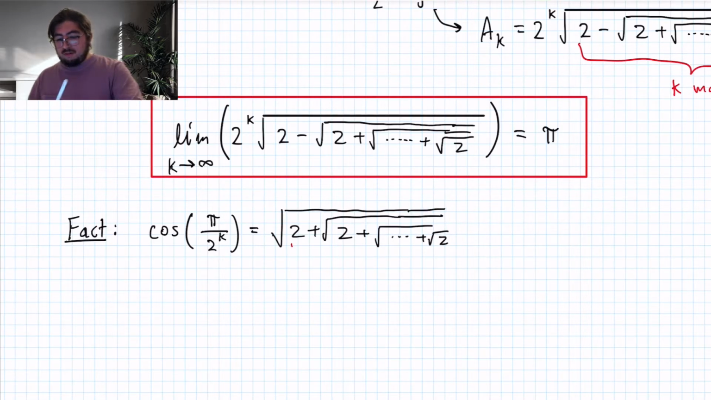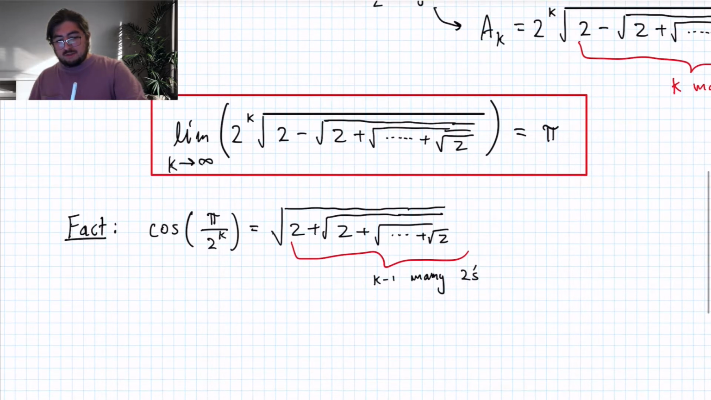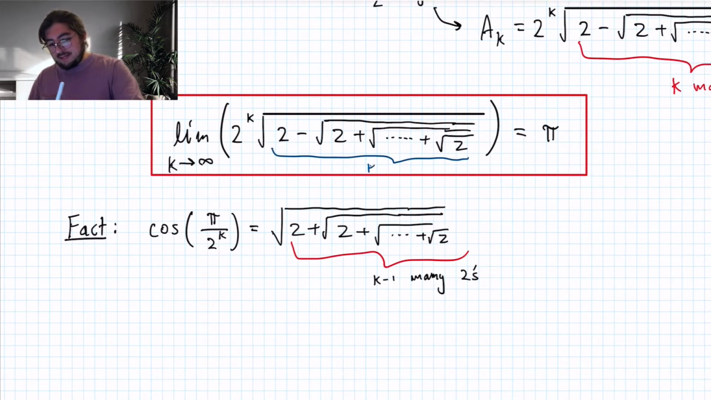Where the amount of radicals, or the amount of 2's, is not k, but k minus 1. K minus 1 many 2's. And by the way, I didn't include that description in the box, but I included the description of that before, so I guess it's okay. Maybe for closure, I'll write this, k many 2's.